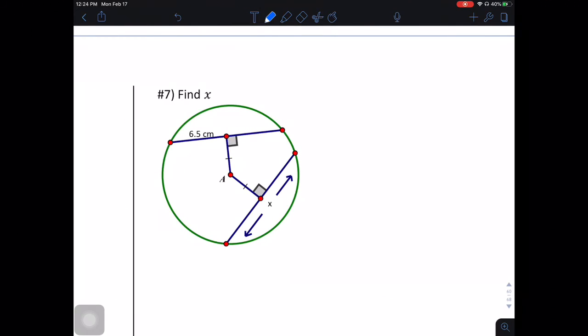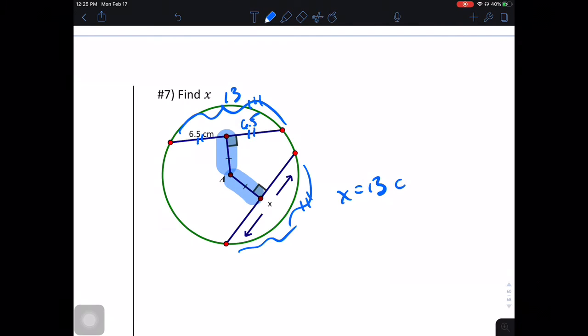Number 7. Well, this is easy if you know your theorems. Since this segment intersects this chord at a 90, that makes this side and this side the same. It makes this whole thing 6.5 times 2, which is 13. If you know your theorems, this chord is the same distance away from the center as this other chord, which means those chords are the same length, which makes x also 13 centimeters. Boom.